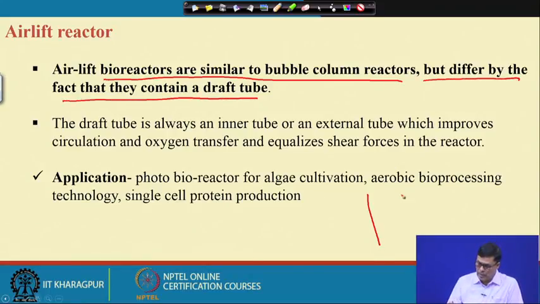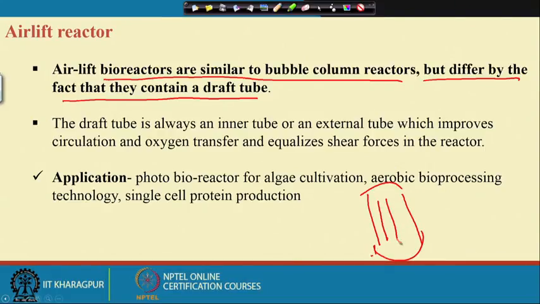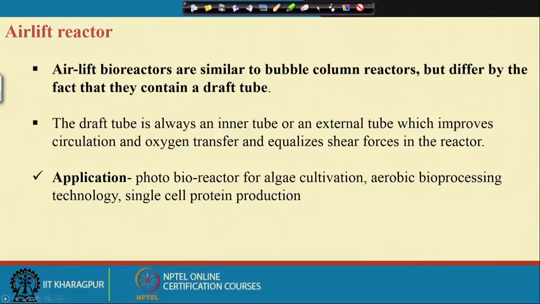So, in case of the bubble column reactor, we don't have any draft tube. Here is a draft tube. So, when you do the aeration here, the bubbles will go, and some of the bubbles will recycle back here like this. And most of the air will go out of the system. I shall explain pictorially in the next slide. Then the application is the photobioreactor for algal cultivation. Largely we find it is very good for the growth of algae, aerobic bioprocessing technology, and single cell protein production.